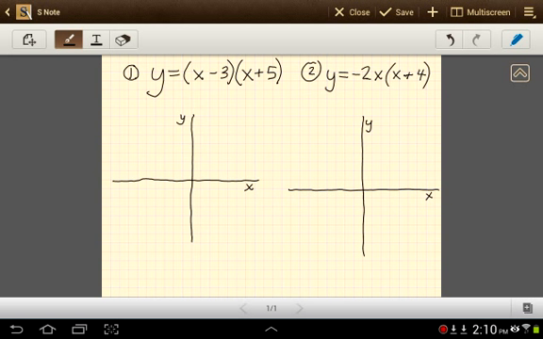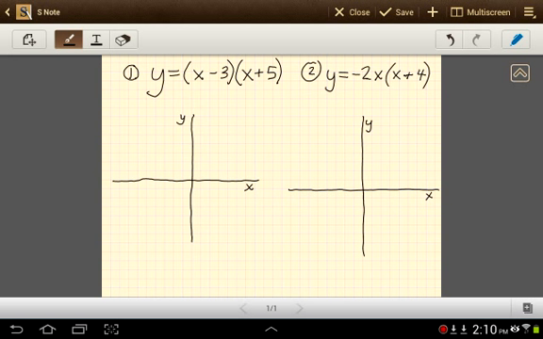If you want to graph a quadratic, often it's very easy to graph it from factored form. So if you don't have it in factored form, you're going to have to factor to get it there. But for our purposes, let's say we start with factored form. Okay? So I'm going to start with example 1, and then example 2 is a little bit more complicated.